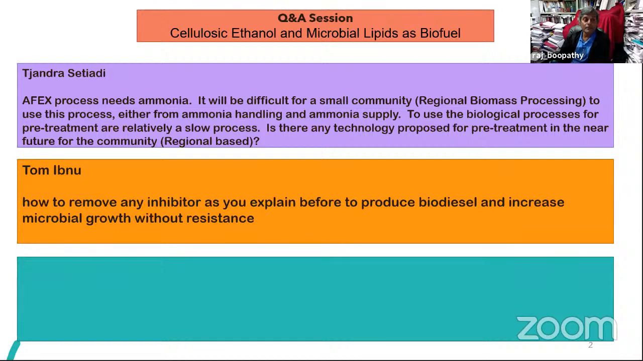Chandra: the FX process needs ammonia. It will be difficult for small community regional processing, both for ammonia handling and ammonia supply. Biological pretreatments are relatively a slow process.